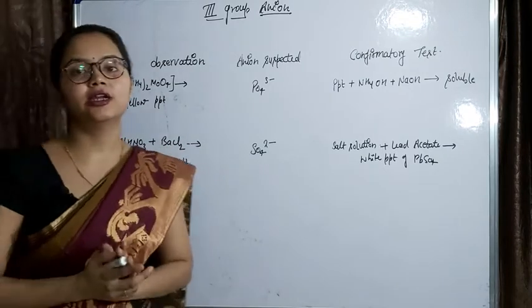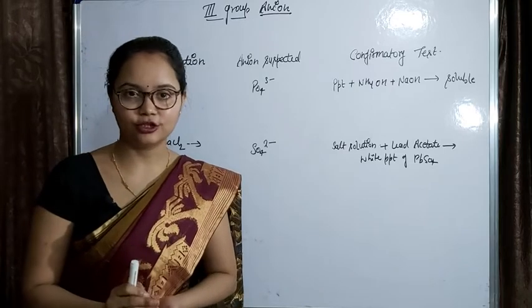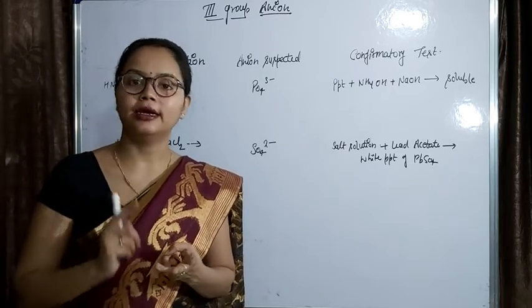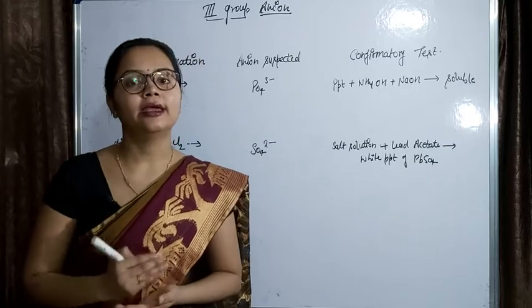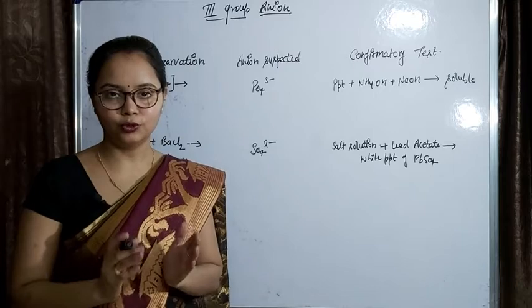So these are the confirmatory tests for phosphate and sulfate. So here we have finished the anions: first group, second group and third group as well. In my next video we will discuss the cations. I hope all groups are clear to you.